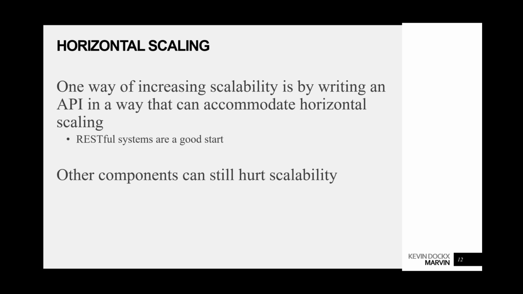The other components in your architecture can still hurt scalability. You can write a perfect HTTP web API or even a RESTful API, and if you have one database behind that, or you have a non-distributed cache in front of it, then that easily becomes the bottleneck in regards to scaling. So in regards to horizontal scaling, always look at the system as a whole: not just the code, but also the database, the cache, and any other components that might exist in your architecture.